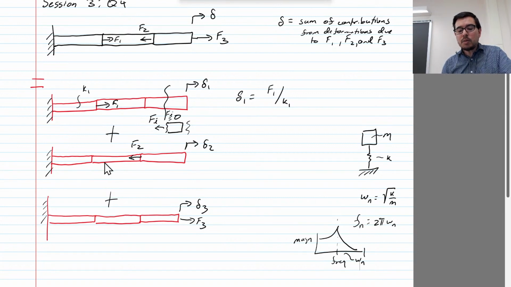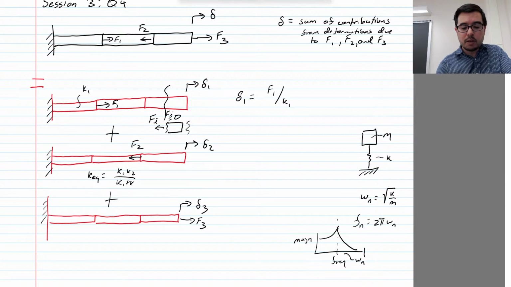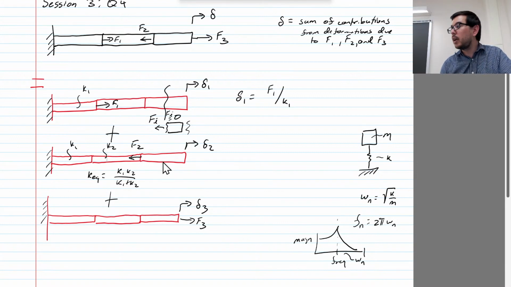If I put these two springs in series with each other, it becomes springier, and the K equivalent is going to be K1 K2 over K1 plus K2. This is K1, and this is K2, and this member right here is just along for the ride. Now, that's an effective spring constant.